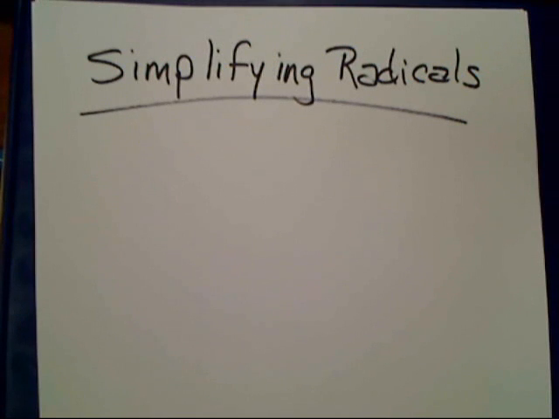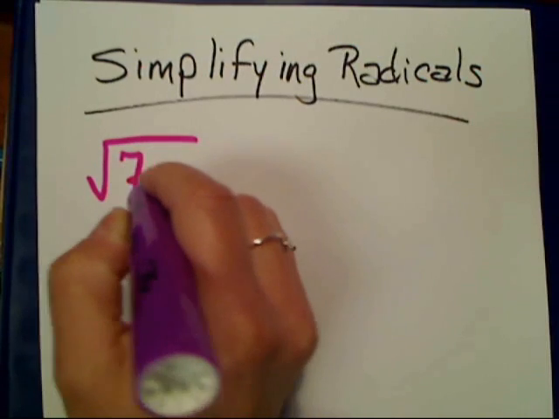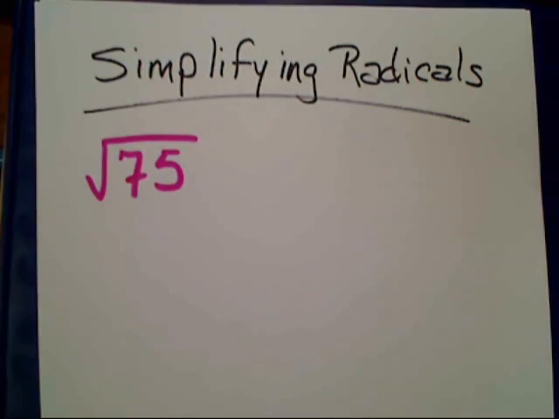Now it's easy to simplify radicals if the radicand, that number underneath the radical, is a perfect square. But what happens if it's not? What if I have the square root of 75? Now we could just plug that into our calculator using a square root button, but once we do that, we realize that the entire calculator's display screen is completely covered with numbers.